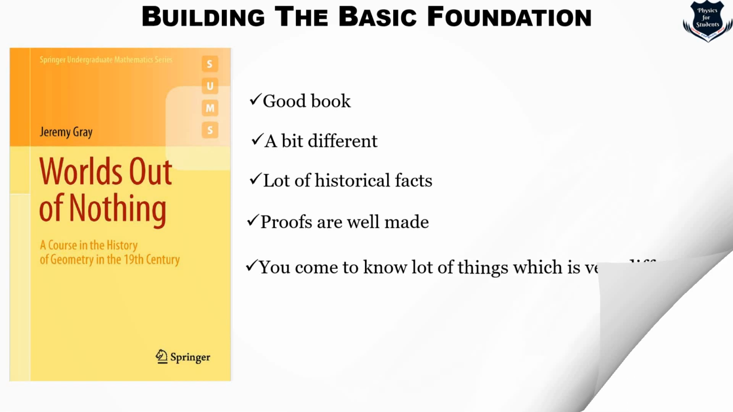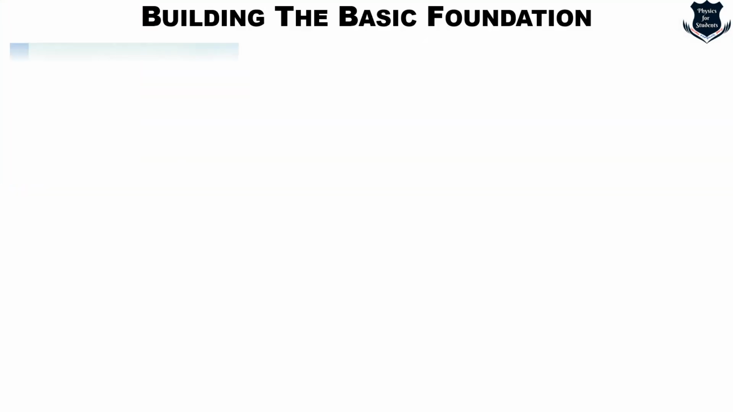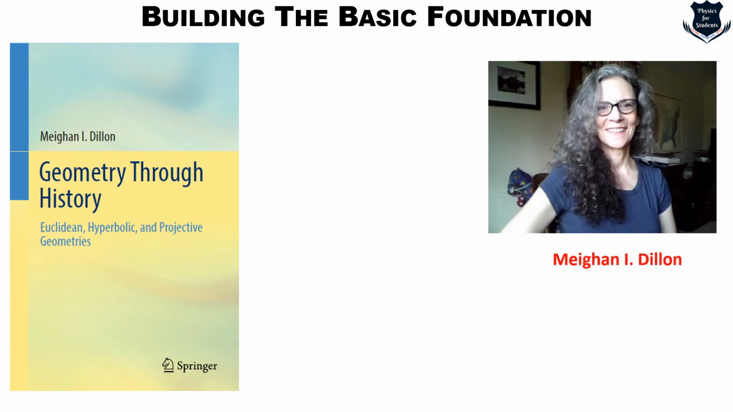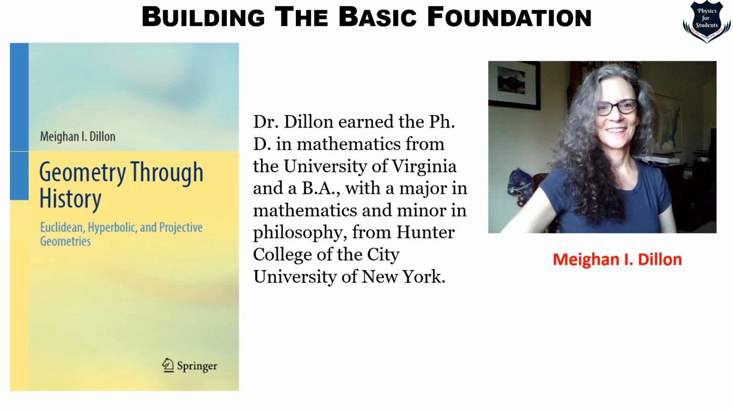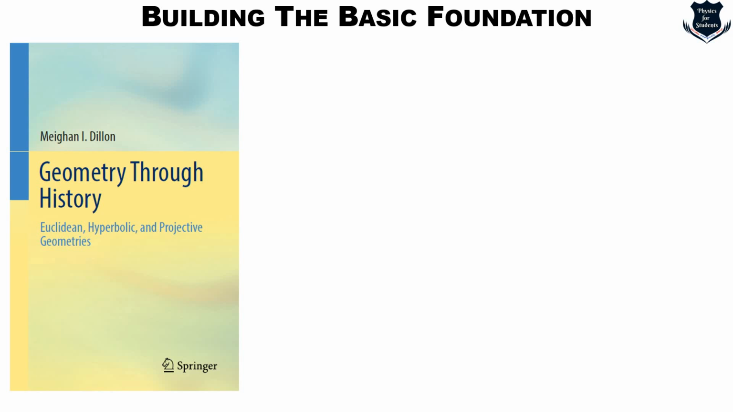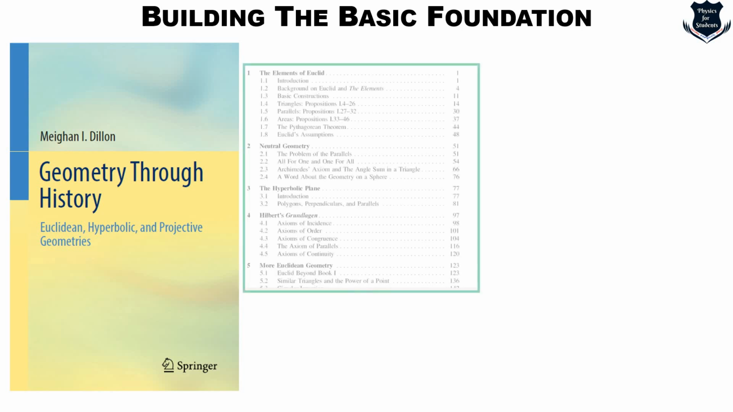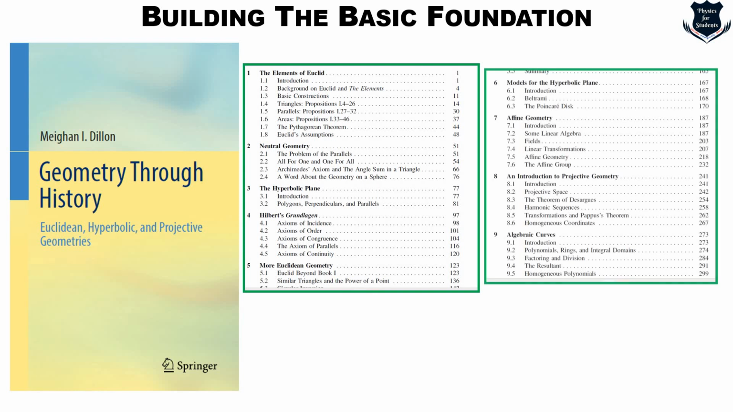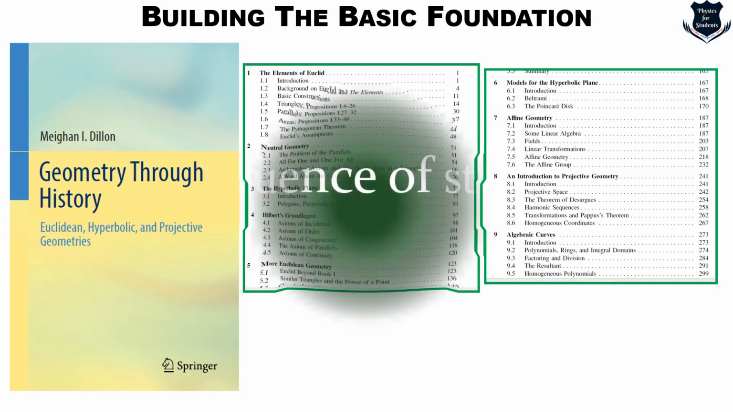I will quickly go over the third book, which is written by this wonderful lady, and it is named Geometry Through History. It's written by Meighan I. Dillon, who is from the University of Virginia, with a BA majoring in mathematics. This book is very concise. I mean to say, she doesn't expand too much. She just starts with the Elements of Euclid. She moves to neutral geometry, the hyperbolic plane, Hilbert's famous Grundlagen, the foundations of geometry, and then she moves into affine geometry, algebraic curves, and so on. Simple, very clear.